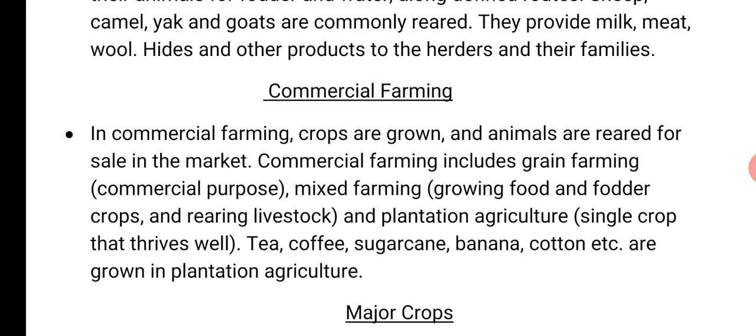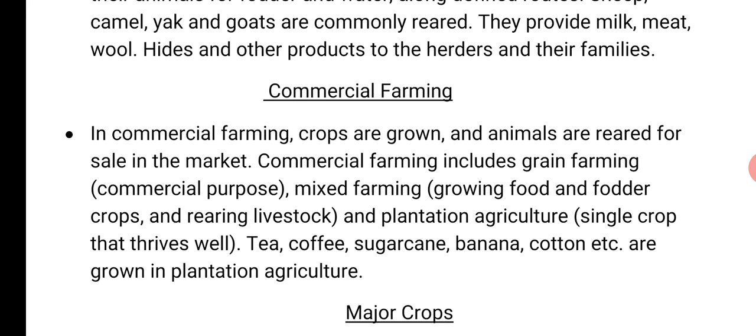Commercial farming. In commercial farming, crops are grown and animals are reared for sale in the market. Commercial farming includes grain farming for commercial purpose. Mixed farming, it is done for growing food and fodder crops and rearing livestock.